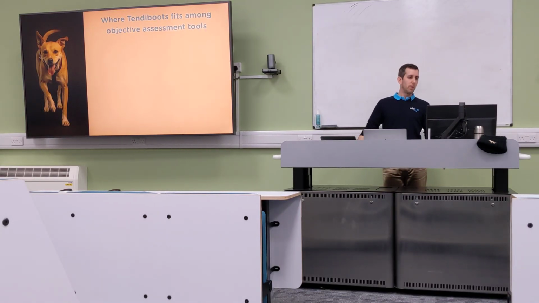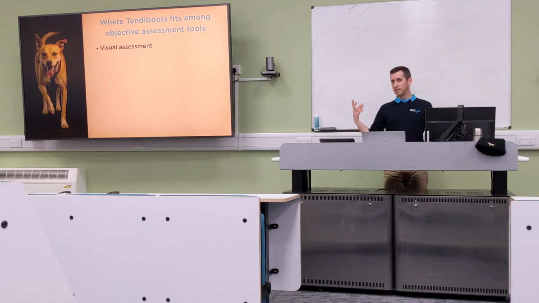So we will see where Tendiboots. So you know that there is Tendiboots, there is a stance analyzer, but there is not only this tool. There are three main families of objective measurement tool that we have. So the first one would be visual assessment, and I would like to ask you if you have any idea of what would be a visual assessment that you can use in everyday practice. So if you have any idea, what will it be?